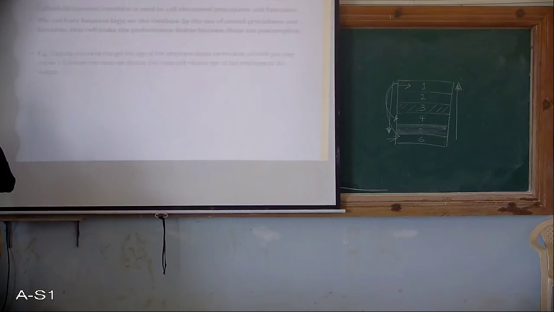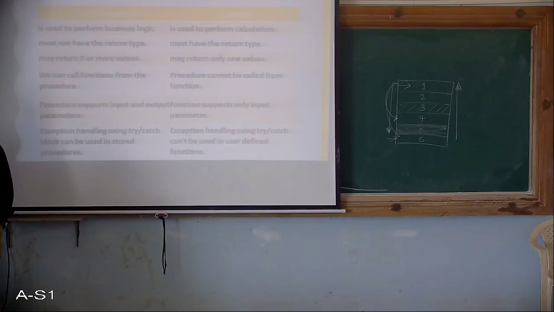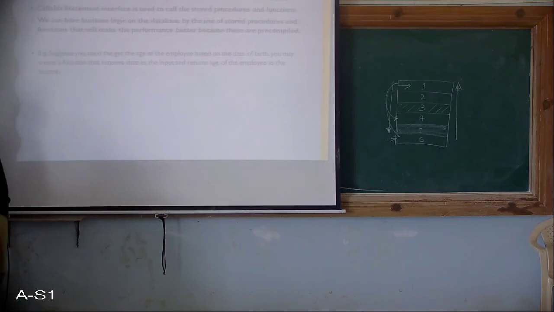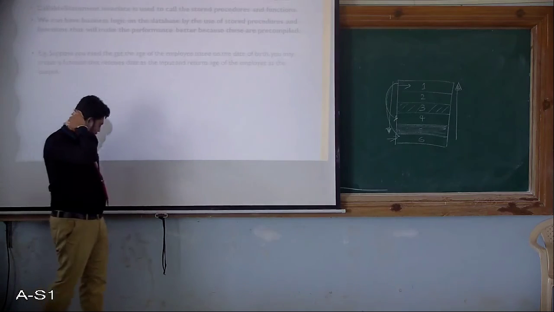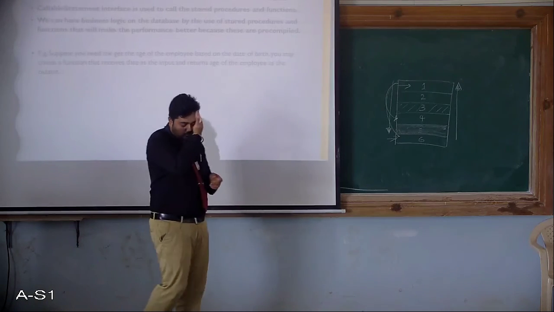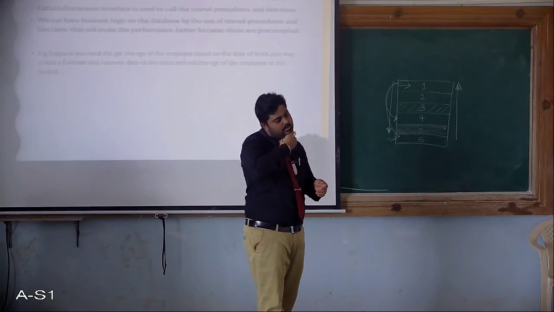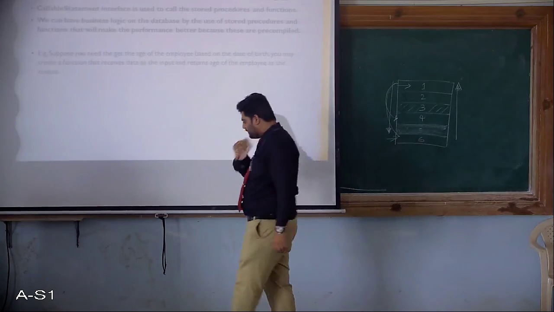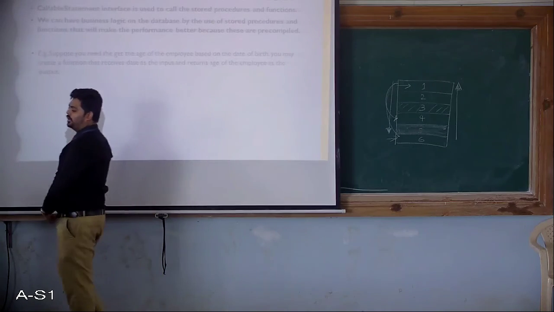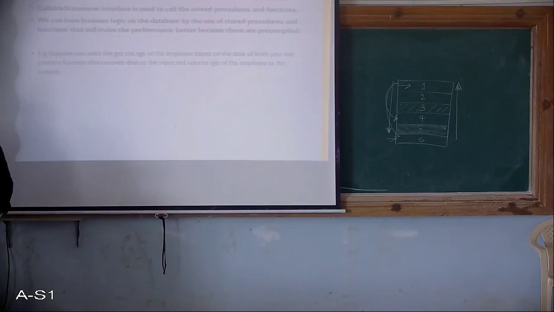Then comes CallableStatement. This is also a type of Statement interface. First we went through the Statement interface, then the PreparedStatement interface with an example. Then it is the CallableStatement interface. The CallableStatement interface is used to call stored procedures and functions. So this CallableStatement is used to call the stored procedures and also the functions.